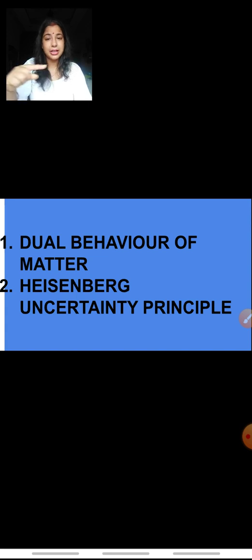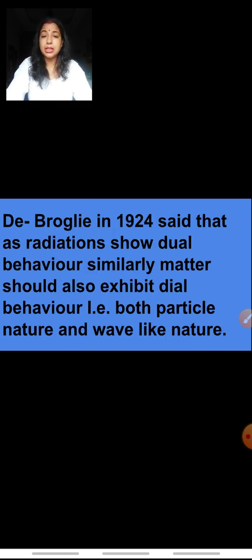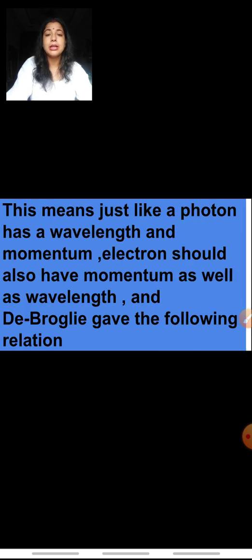Now, in the development leading to the quantum atomic model, the point is that as electromagnetic radiations have dual behavior, matter also has dual behavior. De Broglie in the year 1924 said that as radiations show dual behavior, similarly matter should also exhibit dual behavior, that is, both the particle nature and the wave-like nature.